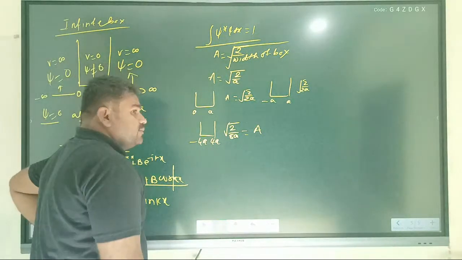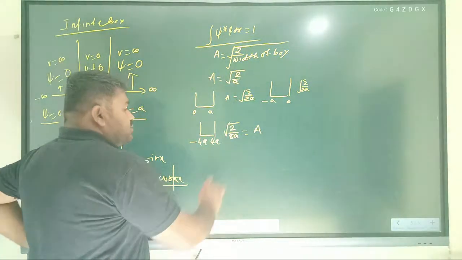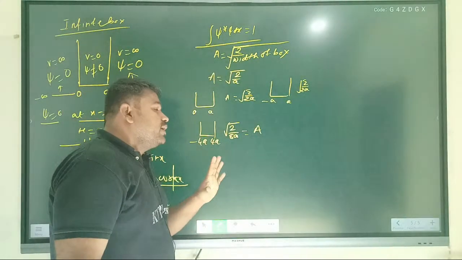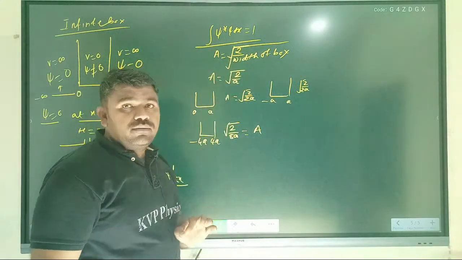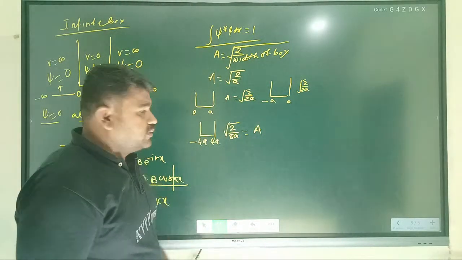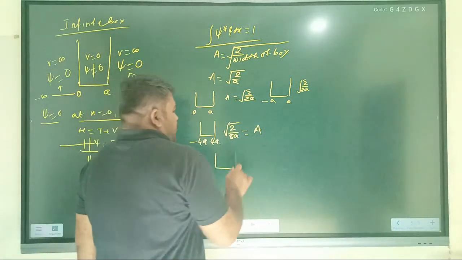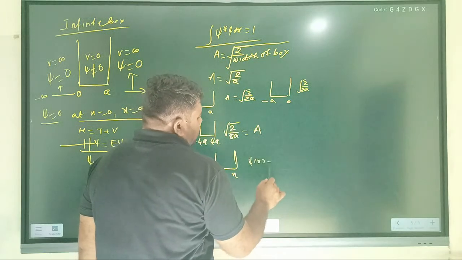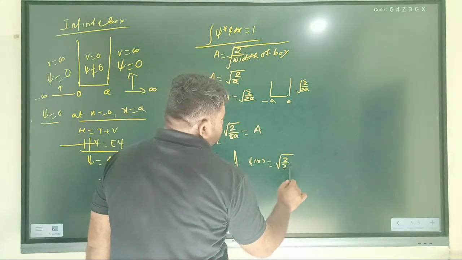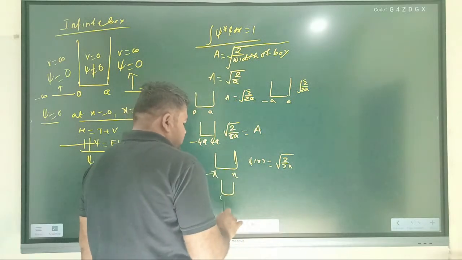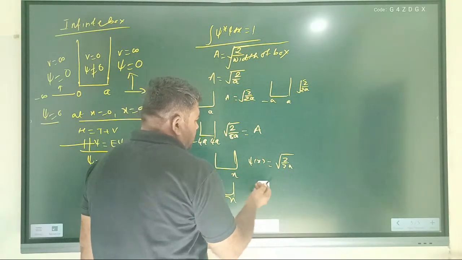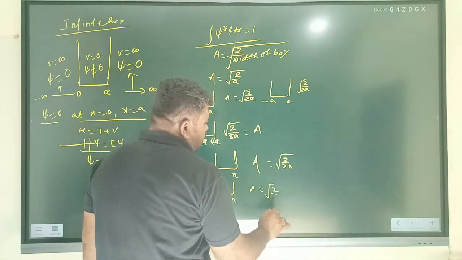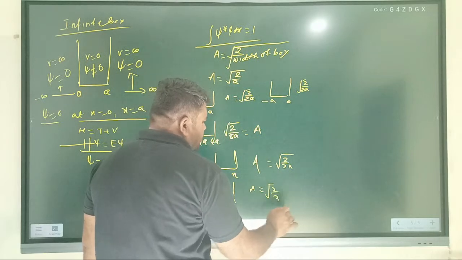Clear? आ रहा है समझ में? What is the normalization constant? कोई भी सिस्टम हो, डायरेक्टली कोई भी सिस्टम मतलब बॉक्स सिस्टम हो, then which trick can we use? A is equal to root of 2 upon width of the box. Clear? मतलब simply minus x to plus x, then psi of x is equal to how much? Psi of x is equal to root 2 upon 2x. Simple, 0 to x, then the normalization constant A is equal to root 2 upon a or x. Here we can write x.